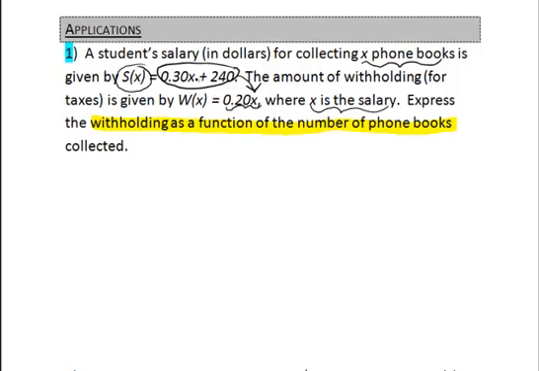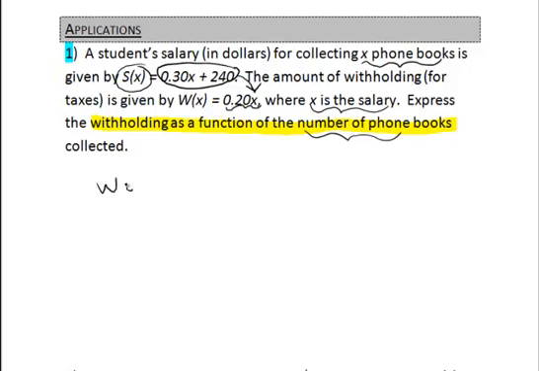Once you put it there, what is the x in the new function going to be? The number of phone books. So that's what this means. Write it as a function of the number of phone books. So you would say W of S or S of W. You're putting S inside W.